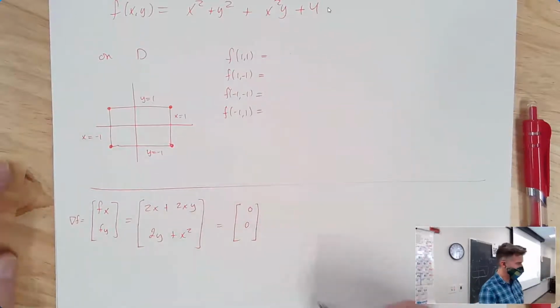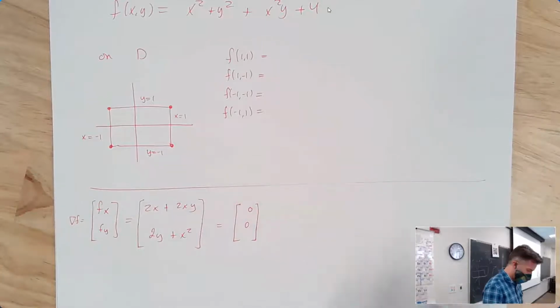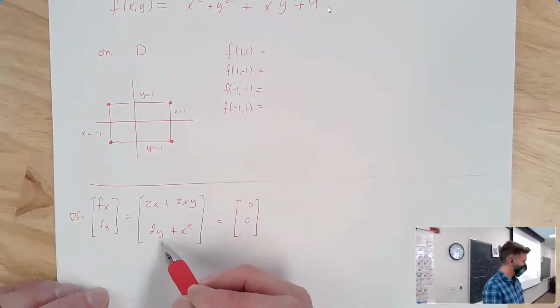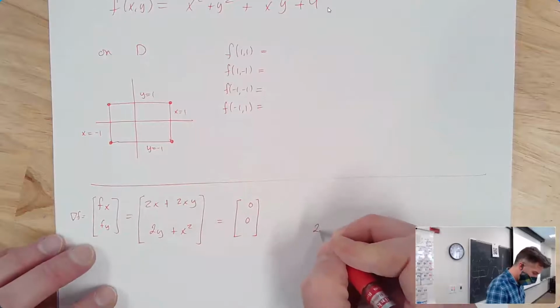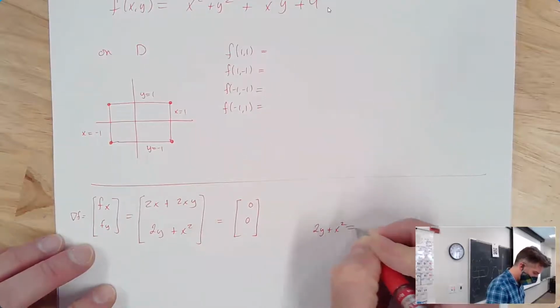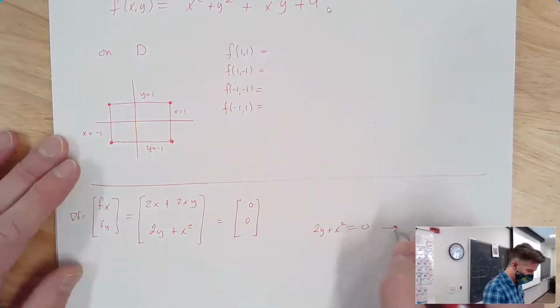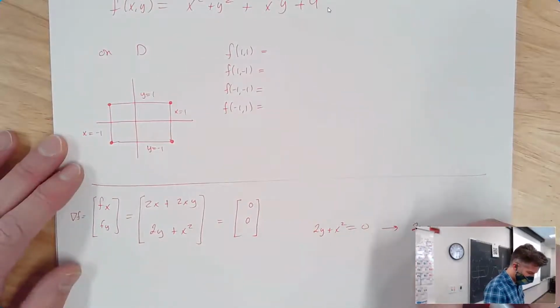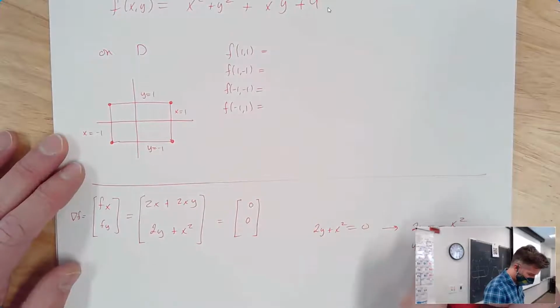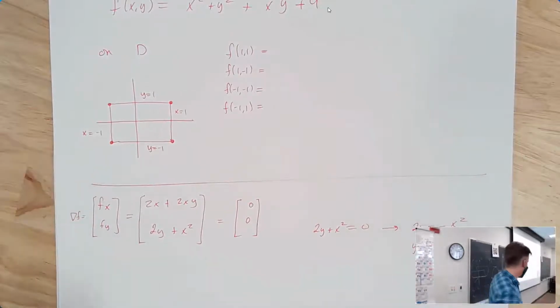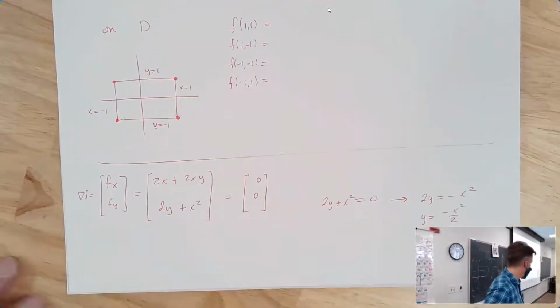Now, I usually try to pick the easier piece to deal with. The second piece is not the easier piece. If I'm setting 2y plus x squared equal to 0, I'm not actually getting any values. All I really know is that 2y has to equal negative x squared, or y has to equal negative x squared over 2. But I don't get any specific numbers from that, and I would rather get specific numbers off the bat if I can.